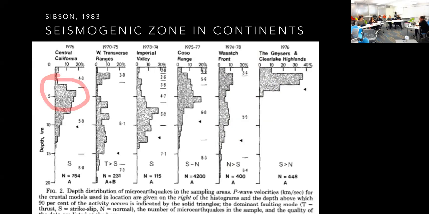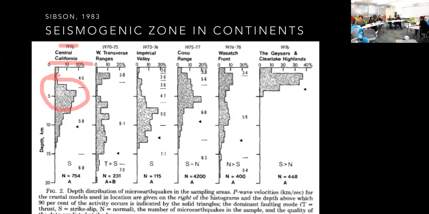So here's Central California. This is all the earthquakes that happened in 1976. And so he's got a histogram with depth showing 0, 5, 10, 15, 20 kilometers. And this is just the percentage of the earthquakes in this particular region during this particular time.